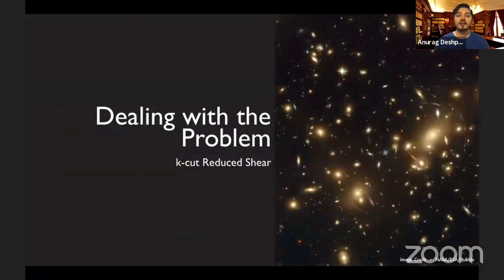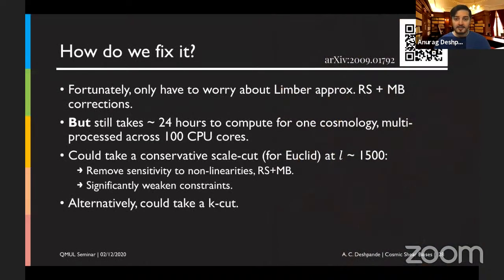So now finally, I'll talk about a recent paper where we proposed one potential solution to the problem, and that's using something called K-cut cosmic shear. Fortunately, we don't have to worry about the post-Limber case. So we can happily use the Limber approximated corrections, and we are robust to the choice of bispectrum, and we don't need to worry about those additional intrinsic alignment bias terms either.